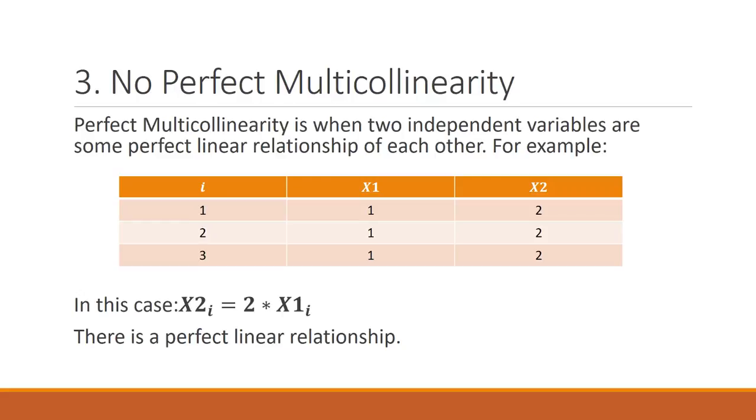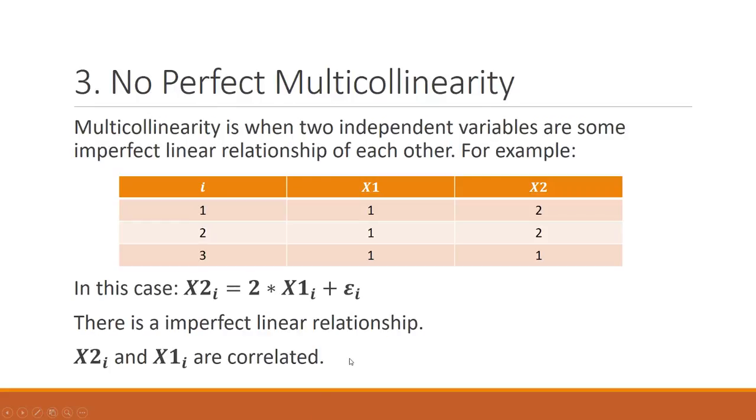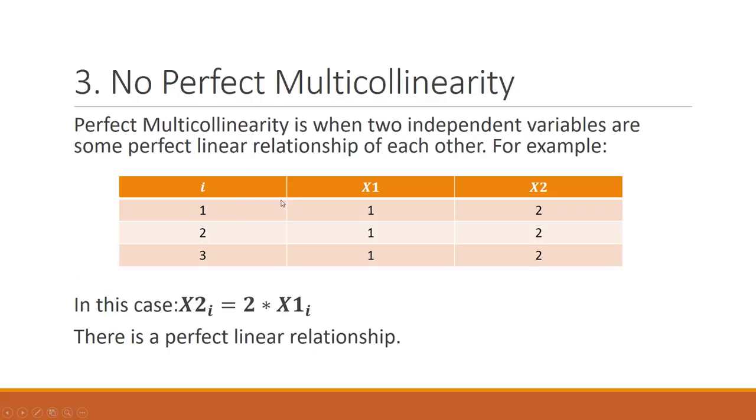So in this case, the model wouldn't work. This is perfect multicollinearity. It violates the assumptions of the model. And in fact, the regression will not even work if you have perfect multicollinearity. You can't even calculate the coefficient if you have perfect multicollinearity.